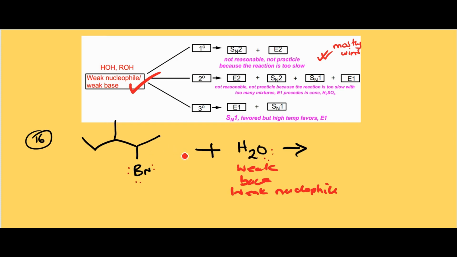Now the other thing you need to know is to judge what type of substrate you have. This is a secondary alkyl halide. So you are looking at the middle line and it gives you a lot of mixtures there, but I don't expect you to see SN2 and E2. Most likely SN1 is going to win, unless you're using sulfuric acid, if this was OH. So let's go with SN1.